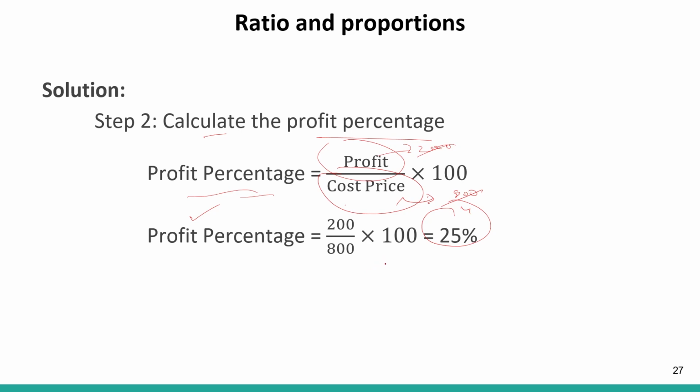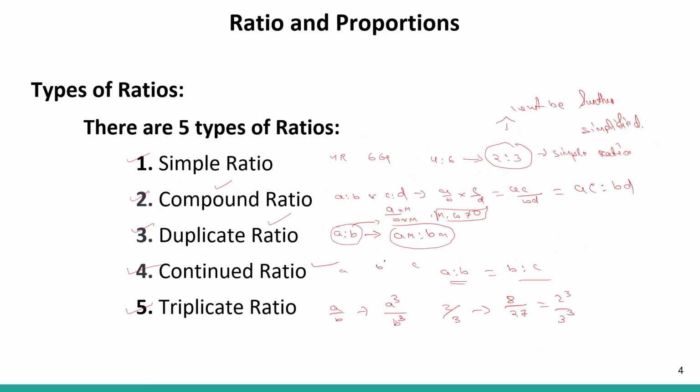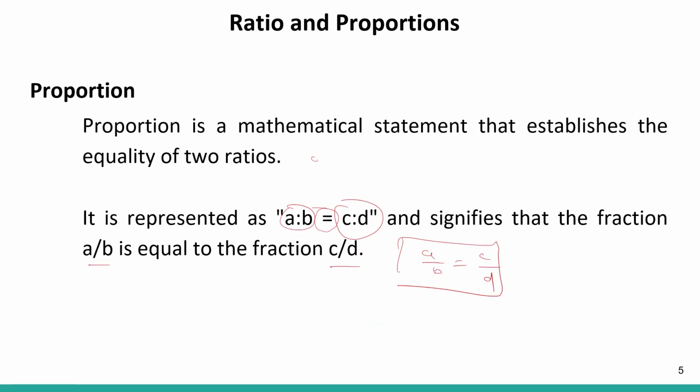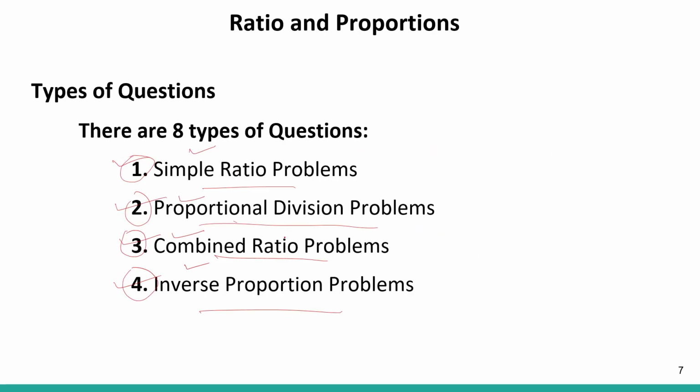Okay, so let's also remember the types of ratios and types of proportions. So the types of ratio are simple ratio, compound ratio, duplicate, continued, and triplicate. We have descriptively discussed them. Then we saw what proportion was, and then we saw the types of proportion: direct proportion, inverse proportion, the difference and similarity between these two. We saw joint proportion, we saw continued proportion, and we saw compound proportion. Okay, then we saw the 8 types of questions.